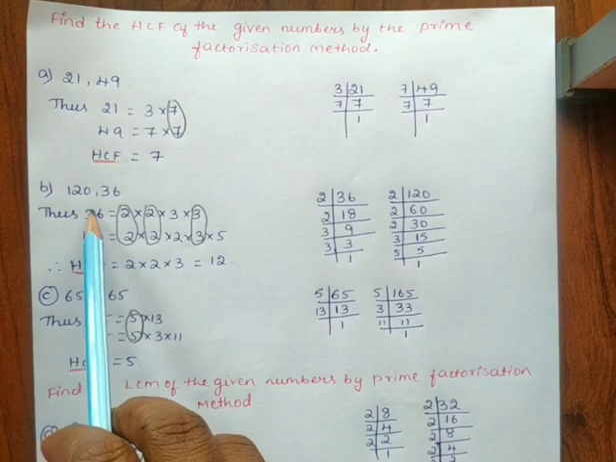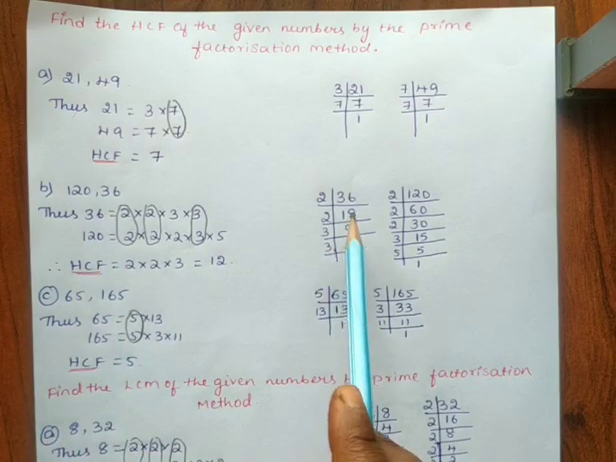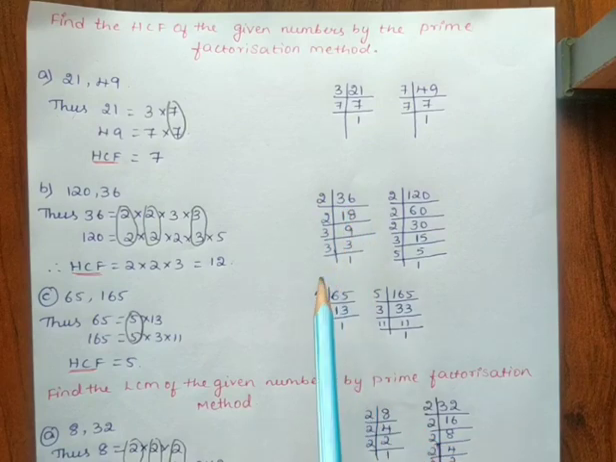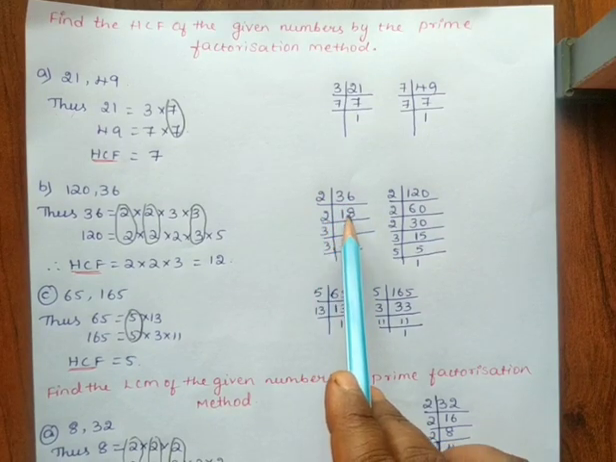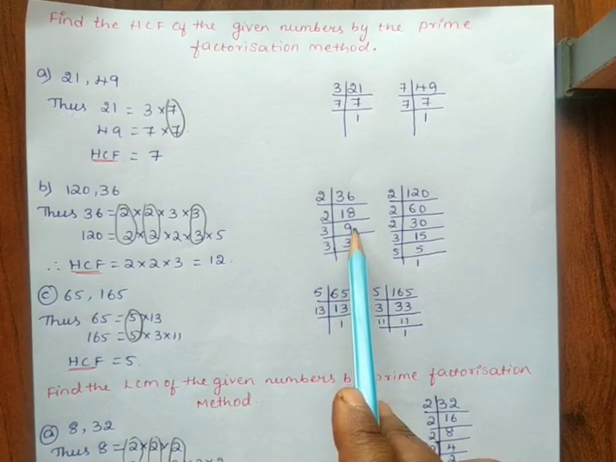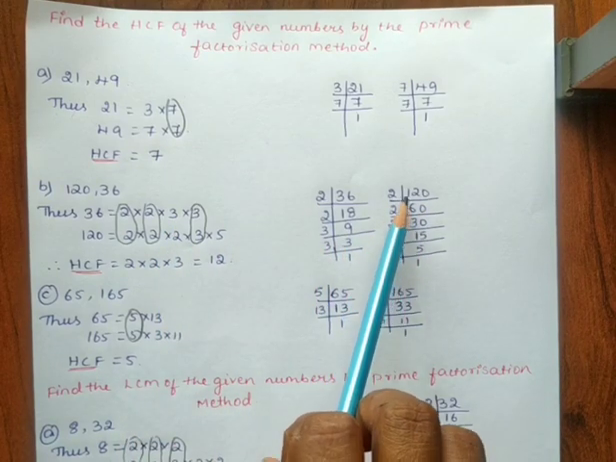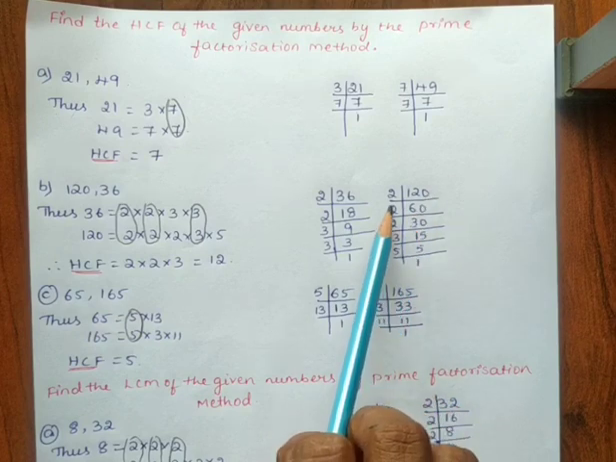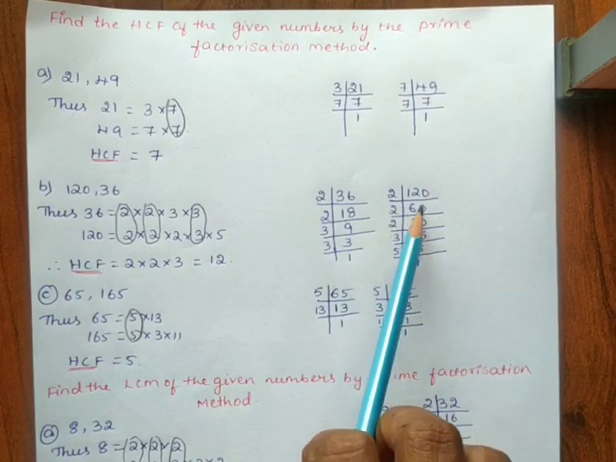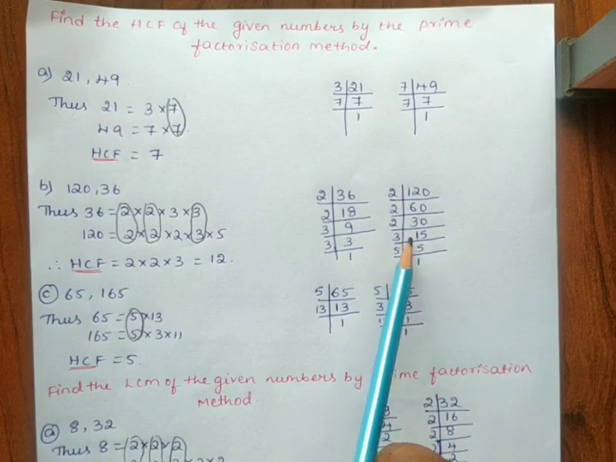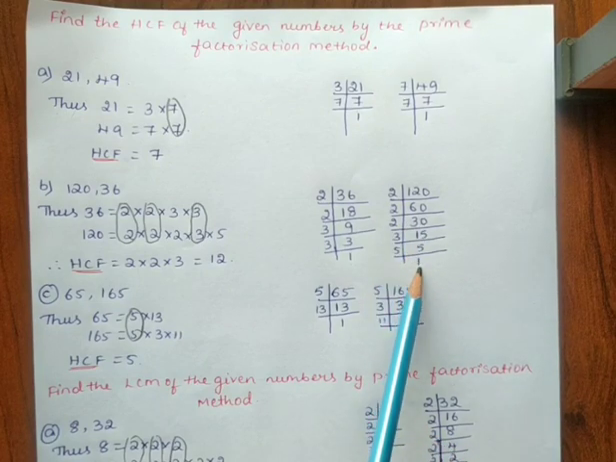Next we will see 120, 36. 36: 2 ones are 2, 1 remains, 2 8s are 16. Next 2 9s are 18, then 3 3s are 9 and 3 ones are 3. Next 120: 2 6s are 12, 2 zeros are 0, then 2 3s are 6 and 2 zeros are 0. 2 ones are 2, 1 remains, 2 5s are 10, 3 5s are 15, next 5 ones are 5.